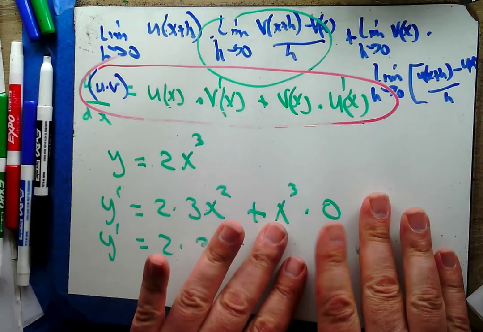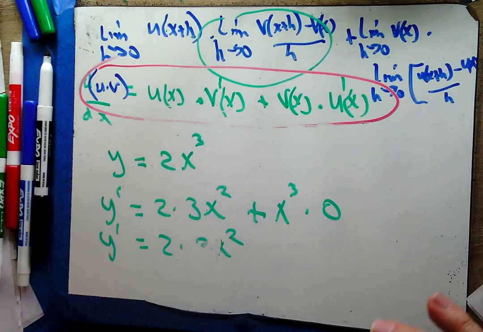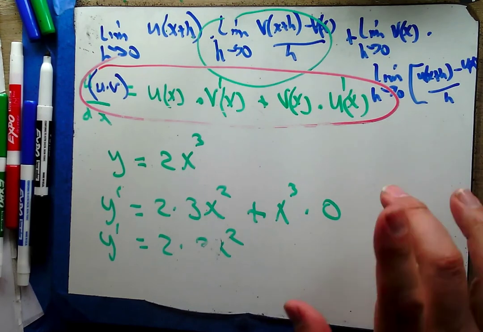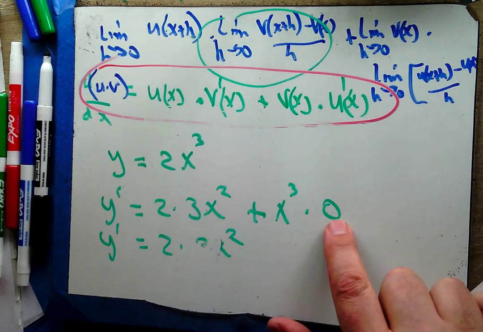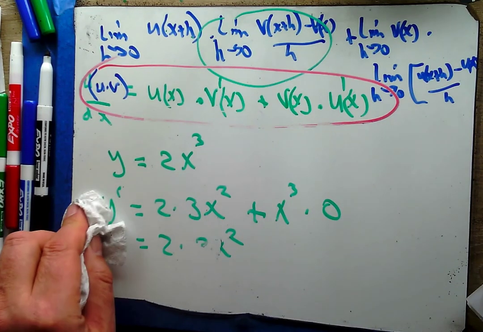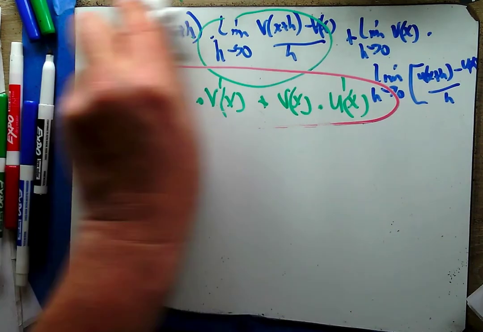You are welcome to use product rule here, but my experience is year after year after year, kids don't do the derivative of the constant properly. And so this doesn't turn out to be 6x to the second like it should be. Okay, so you need to know the product rule. Please make sure you memorize the product rule.